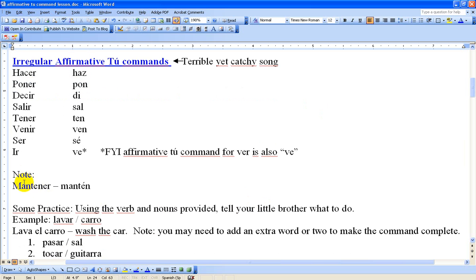And I just want to note that a lot of people don't teach this, but the affirmative tú command for mantener, like to maintain or keep something, is mantén. And I've also seen this accent mark being debated as to whether or not it should be on there. Technically, it should be on there.